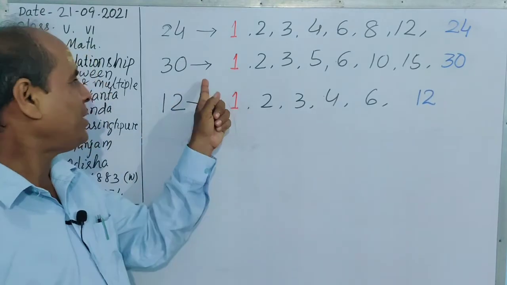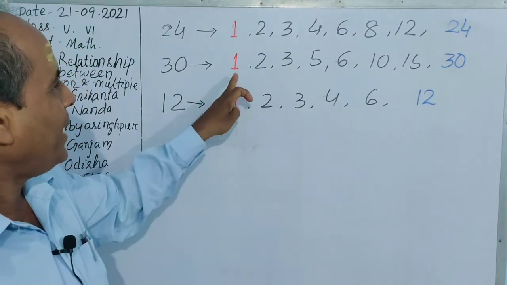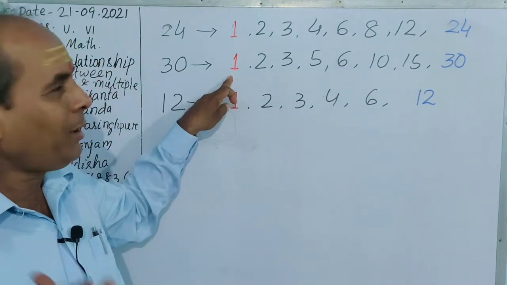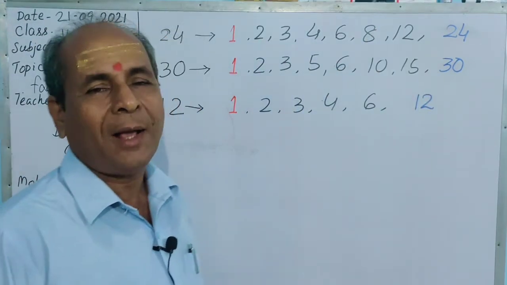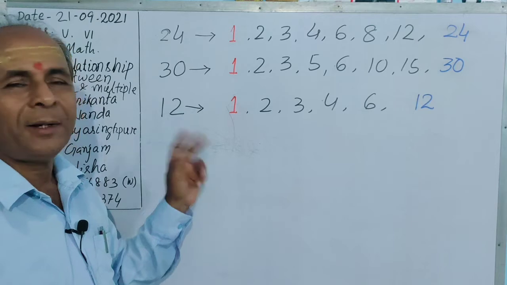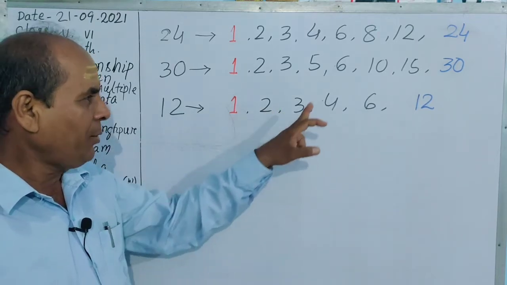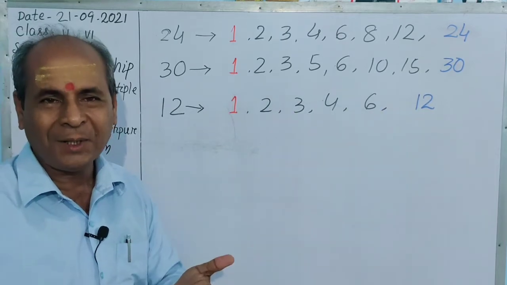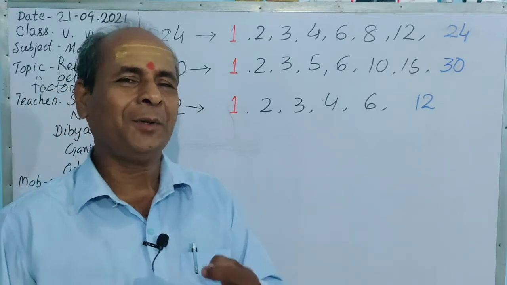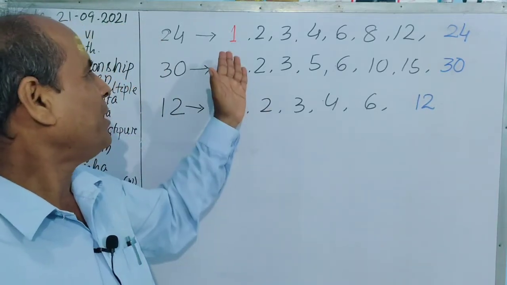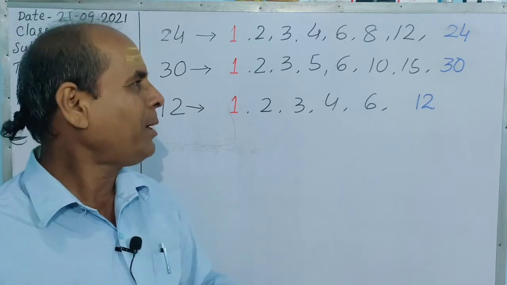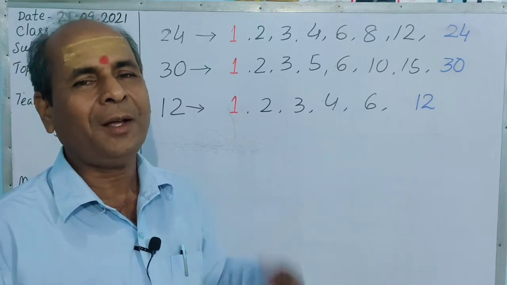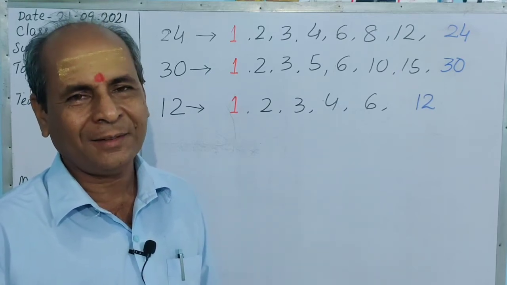Next, we proceed towards 30. 30 has the factors 1, 2, 3, 5, 6, 10, 15 and 30. The lowest factor is 1 and 30 itself is the highest factor. Then we will see the factors of 12: 1, 2, 3, 4, 6 and 12. What is the lowest factor? 1. And the highest factor? 12 itself. So from all these examples, we learn that 1 is the lowest factor of every number and the number itself is the highest factor of itself.